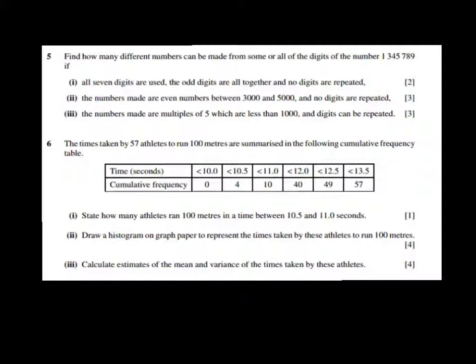And then for part 3, multiples of 5 which are less than 1,000. And the thing about this one here is if you go back to here, it's just reminding you that you're not necessarily using all the digits, but also if it's less than 1,000, that includes single-digit numbers, double-digit numbers, and triple-digit numbers. Okay, so basically your ones, your tens, and your hundreds. So you got to watch out for that.